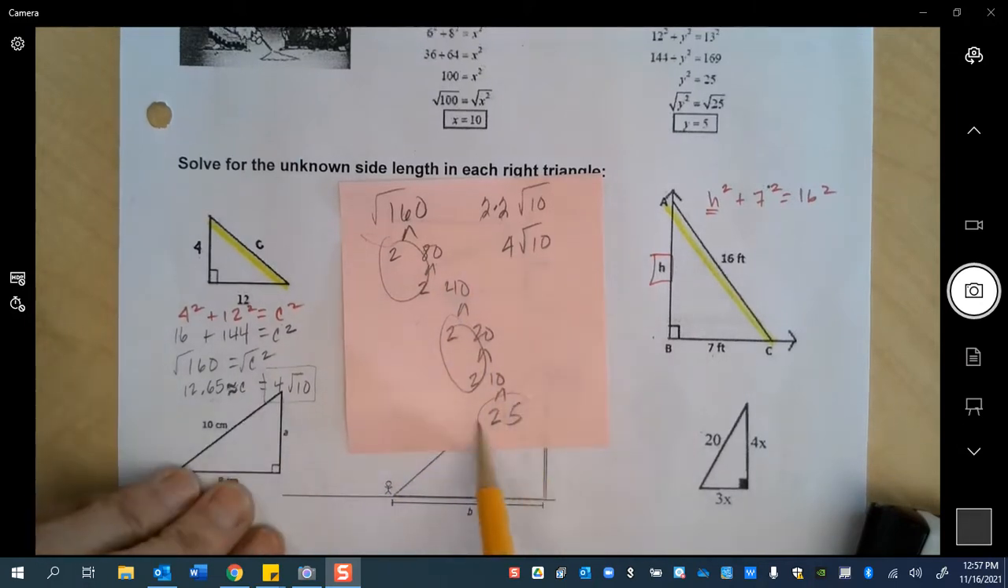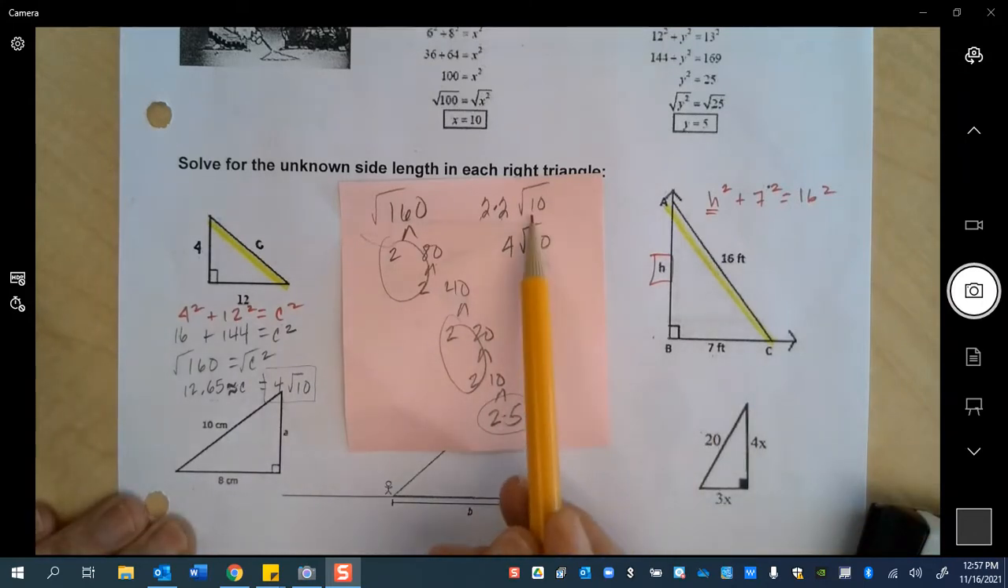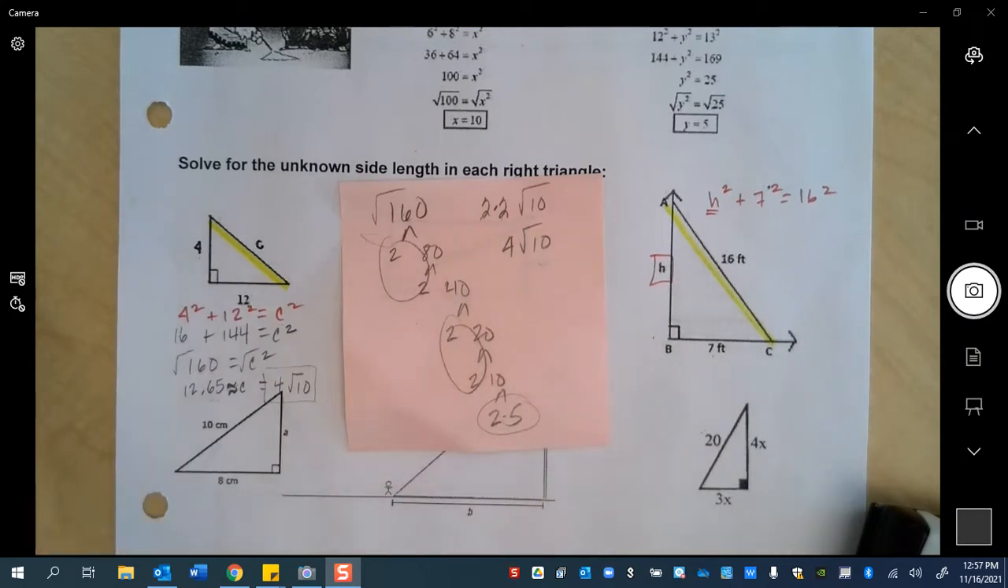I'm left with a 2 and a 5. No double factors there, so they stay under the radical sign. And that's how I have 4 roots of 10.